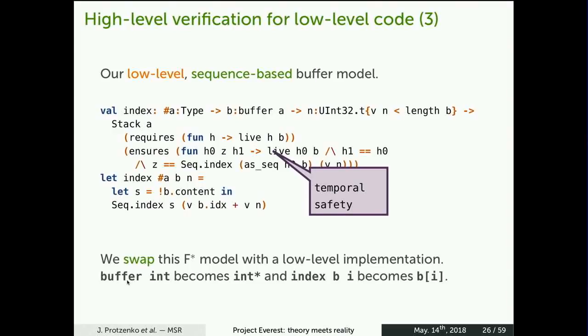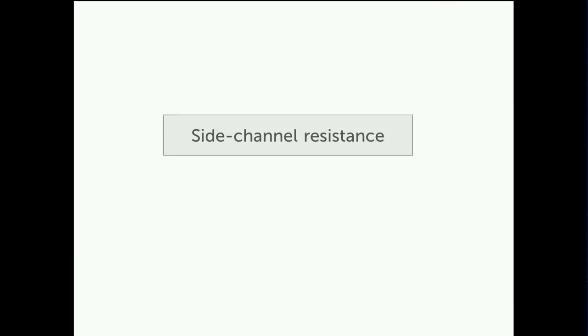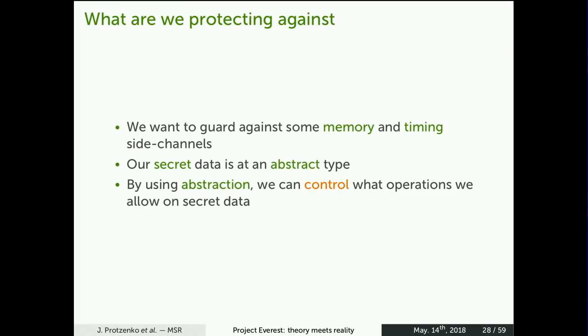When you write buffer int in F*, it becomes int star in C. When you write index b i, it becomes b[i] in C. And we capture temporal and spatial safety. We also have a little bit of side-channel resistance throughout our toolchain, which I'm going to say a brief word about.